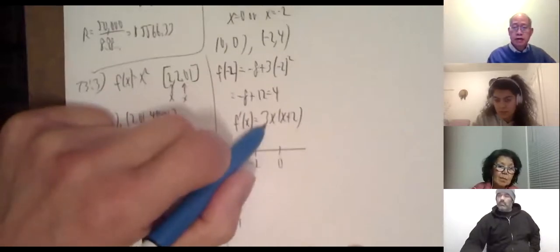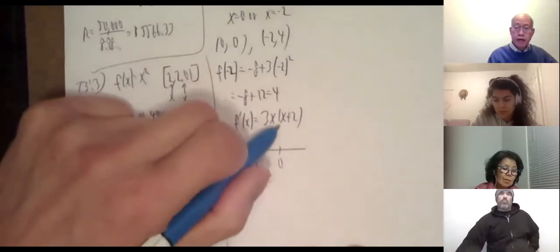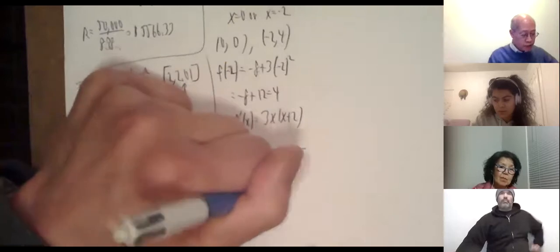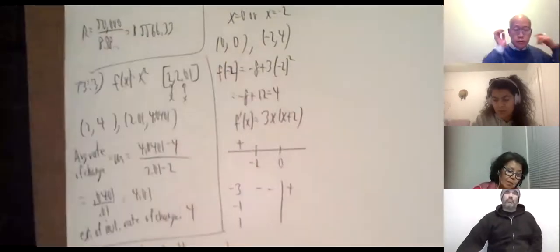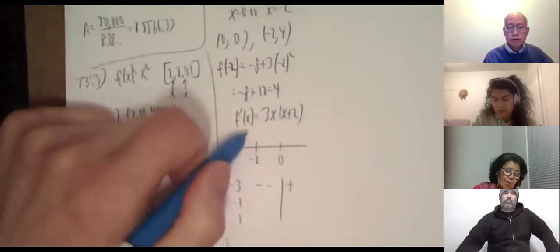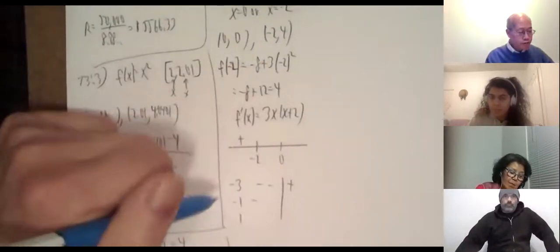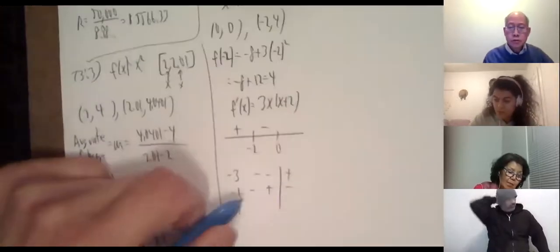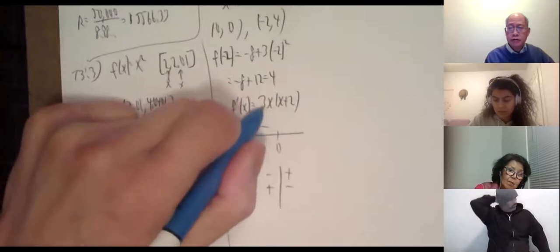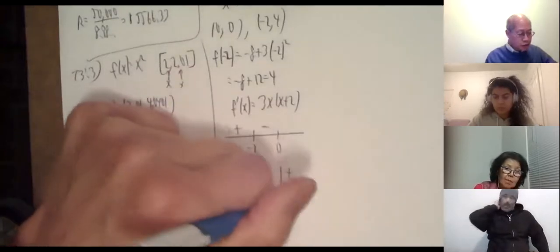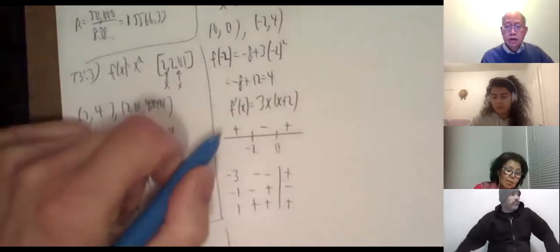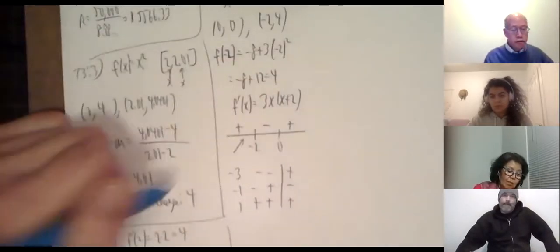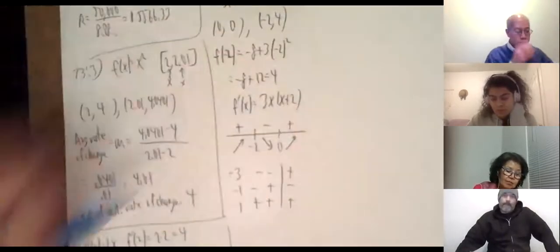Plug in negative 3: 3 times negative 3 is a negative. Negative 3 plus 2 is negative 1, a negative. So negative times a negative is a positive. 3 times negative 1, negative. Negative 1 plus 2 is a positive. So negative times a positive is a negative. Plug in 1, everything's positive. Positive first derivative, increasing. Negative first derivative, decreasing. Positive, increasing.